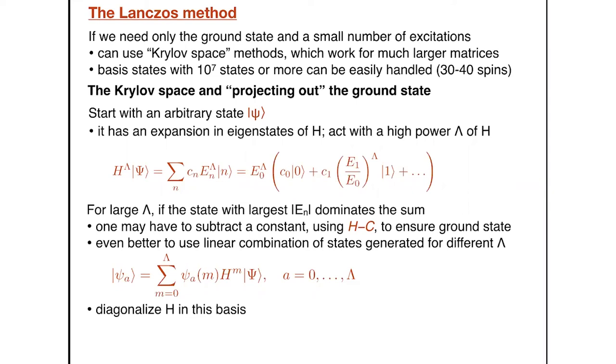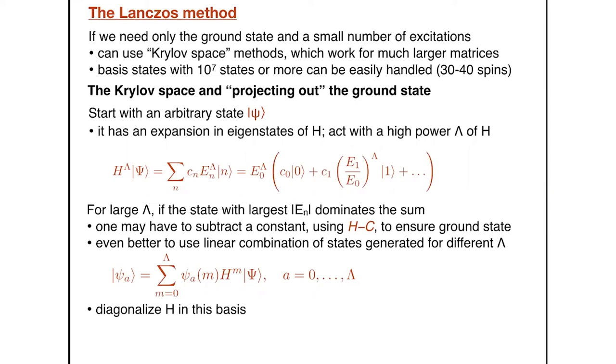And there are other methods, maybe some even better than the Lanczos method, but the Lanczos is sort of the easiest to explain and the most often used in our community. But then the point is that you make this basis using such states, and then you just want to diagonalize H in that truncated basis, right?